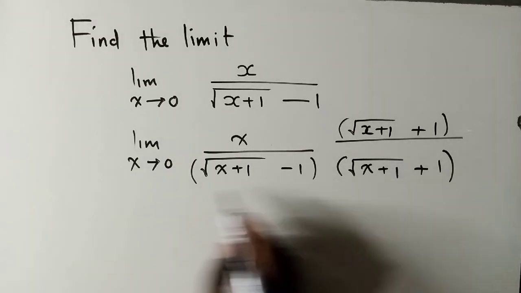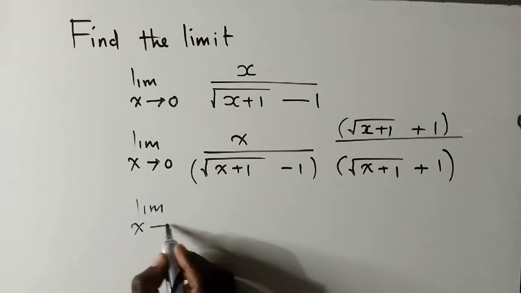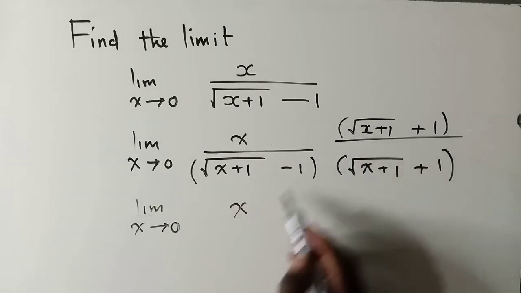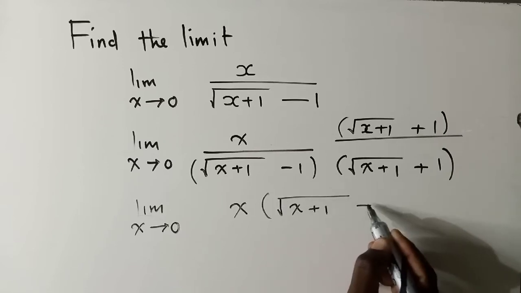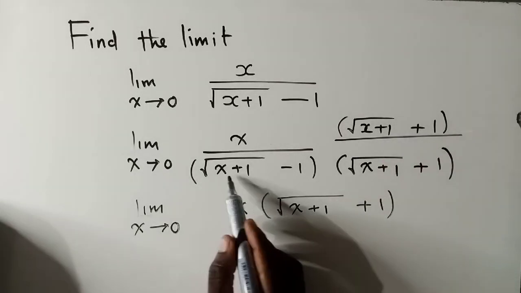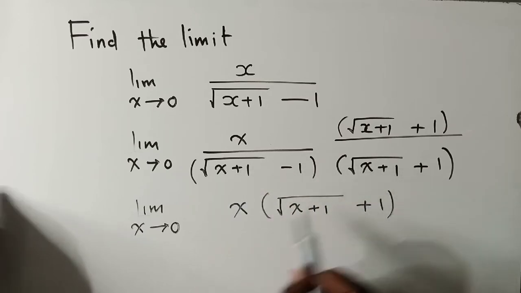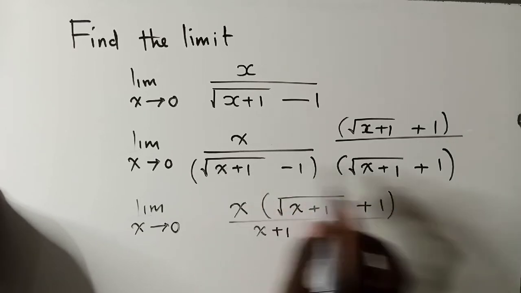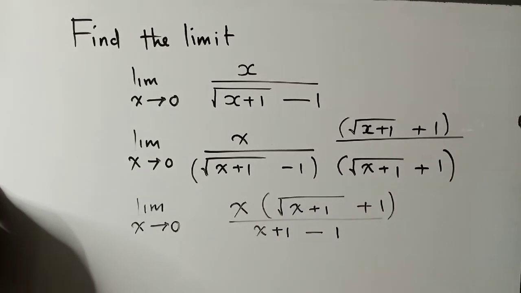So when we multiply, we have the limit as x approaches 0 of x multiplied by this stuff over here, and then down here it's a difference of two squares. So this will be multiplied by this, and we'll just get x plus 1. The root will disappear, and here we'll get negative 1.